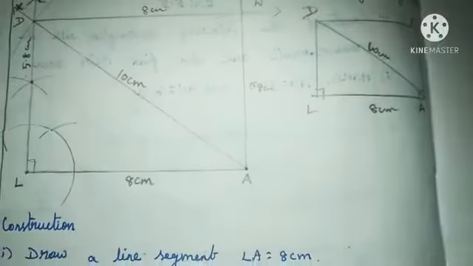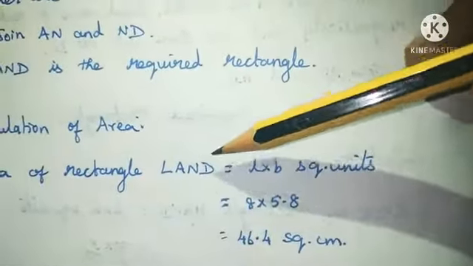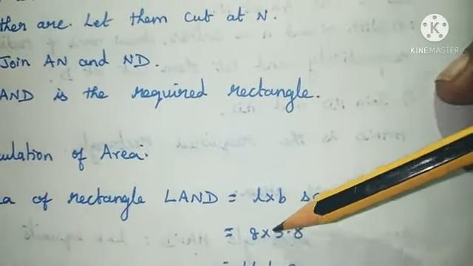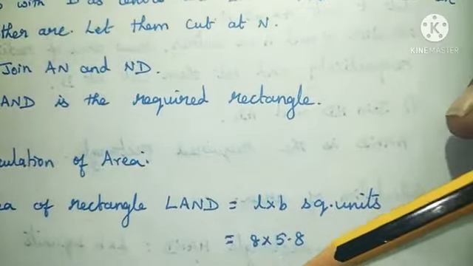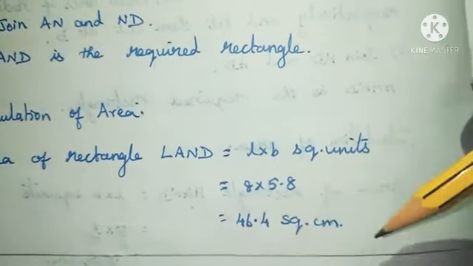Using these two measurements, we are going to find out the area of rectangle LAND, that is length into breadth square units, which is equal to 8 into 5.8 square units. If you multiply these two, we get the answer as 46.4 square centimeter.